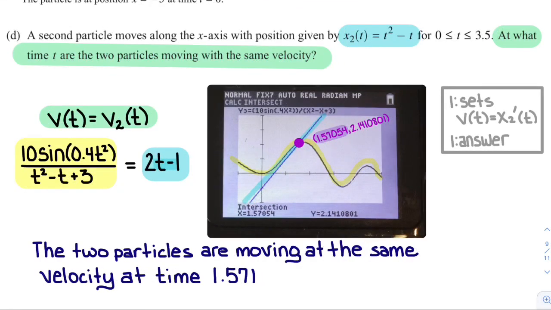Part D was worth 2 points. The first point was for setting the velocities of the two functions equal to one another, and the second point was for the answer 1.571.